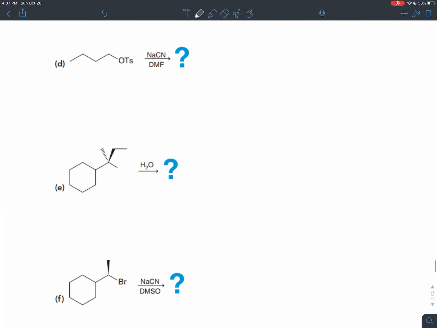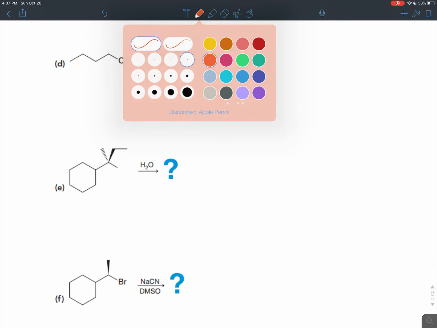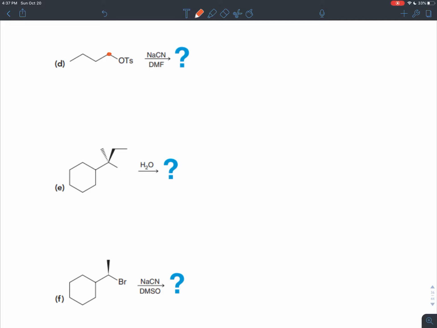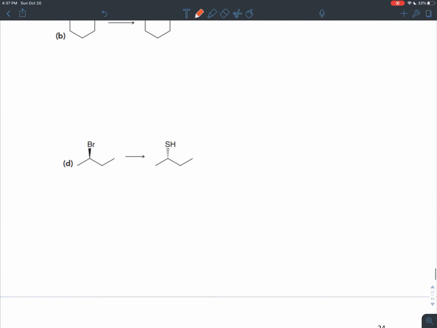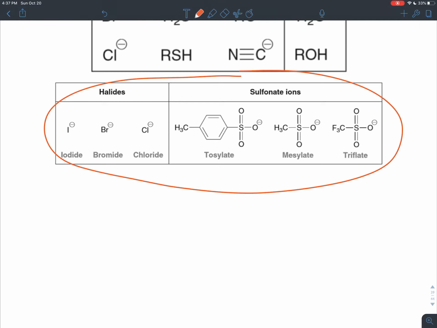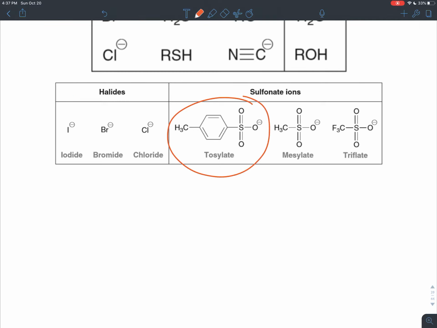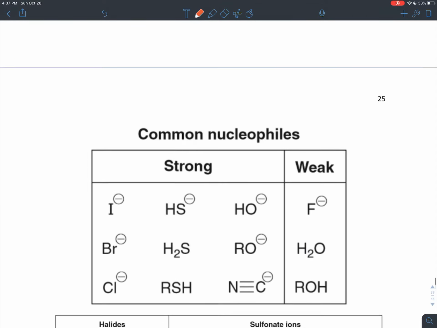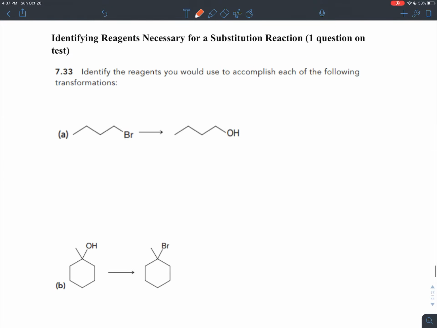All right, let's think about D. We have a good leaving group, this OTS. We've seen that's a tosylate group. You can see what that looks like at the very end. The tosylate group is an awesome leaving group because it can take a negative charge and stabilize it through resonance, really over a huge number of atoms. So that OTS is a tosylate group. It's a good leaving group.